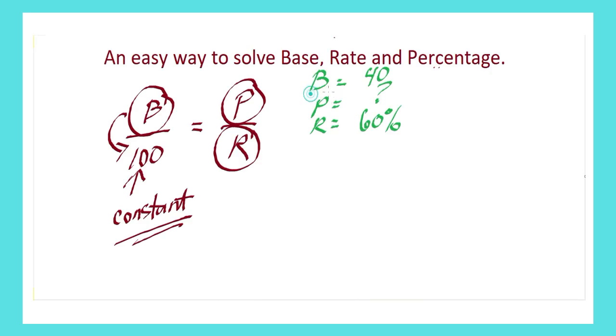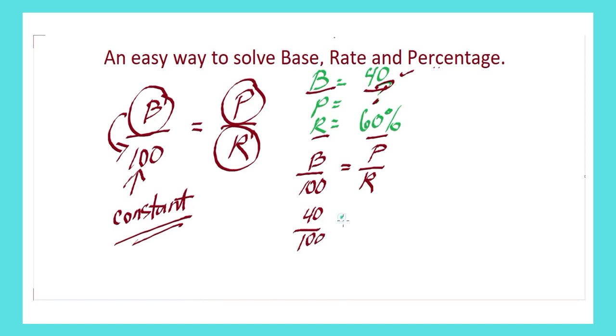Okay, let's have another example here. We have this base that is equal to 40, and we don't know the percentage, and the rate is 60%. By using the formula, B over 100 is equal to P over R, B we know is 40, so we replace it with 40 over 100, and P we don't know, so write P. And we have R as 60.